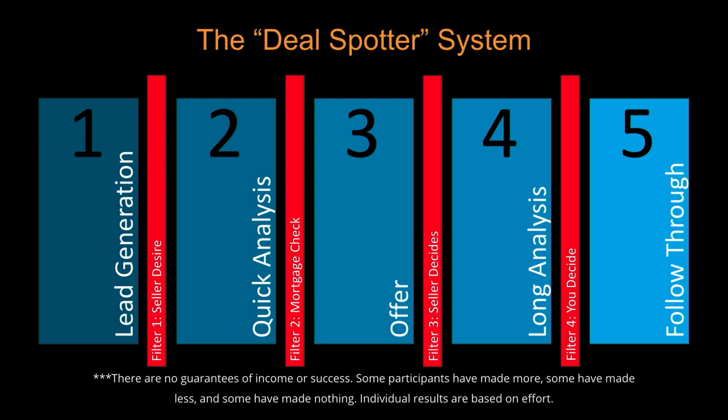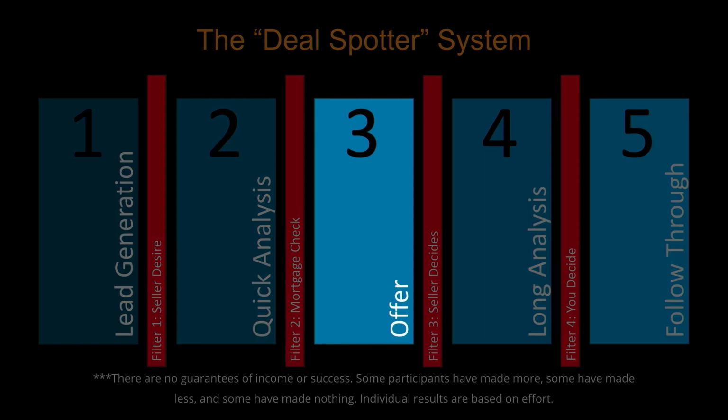Now, the second filter is mortgage check. At this point, the ones that pencil out and actually become potential deals from a number perspective, we need to have a conversation with that homeowner. What do they owe on their mortgage? Are they even going to be able to entertain the number that we throw at them as our offer? If they give you a verbal yes at this point, we move on to step 3, which is the offer.